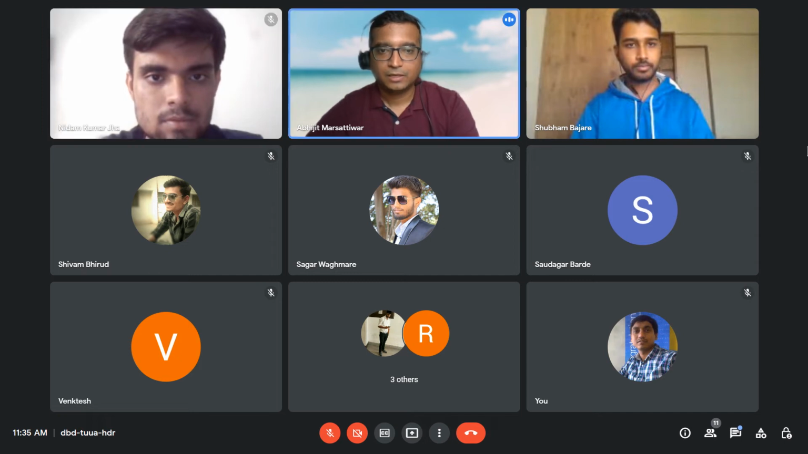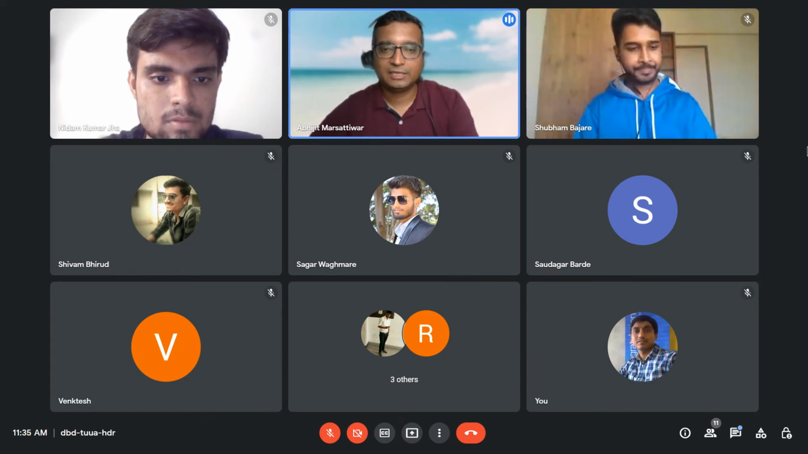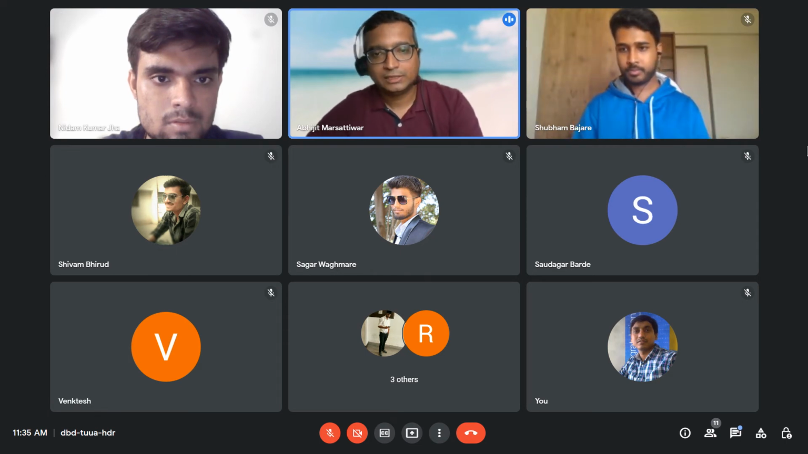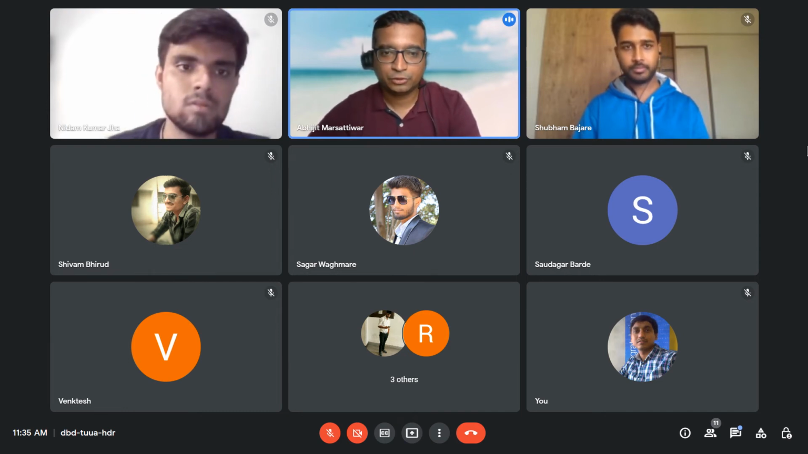Sir, what is CAP theorem? Okay, and this is very interesting. CAP theorem is based on three particular parameters. Let's first try to understand what C, A, and P stand for. C stands for consistency, A stands for availability, and P stands for partition tolerance.